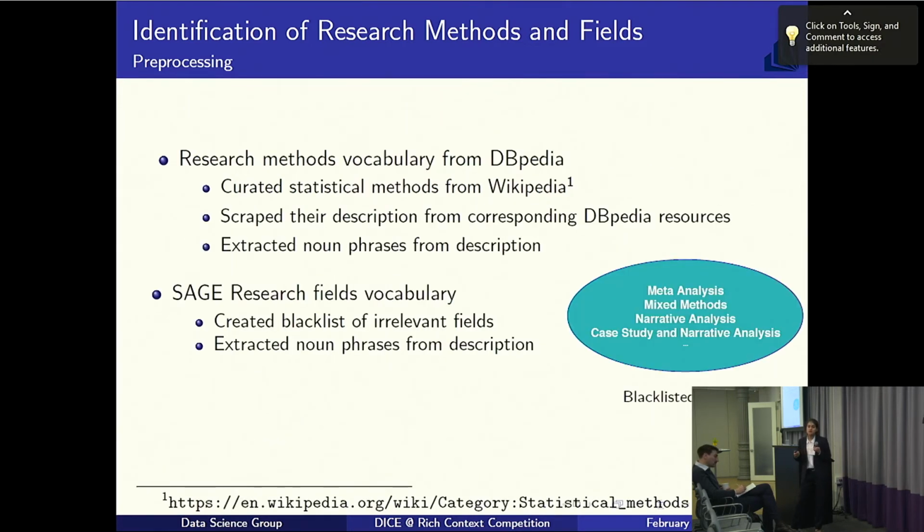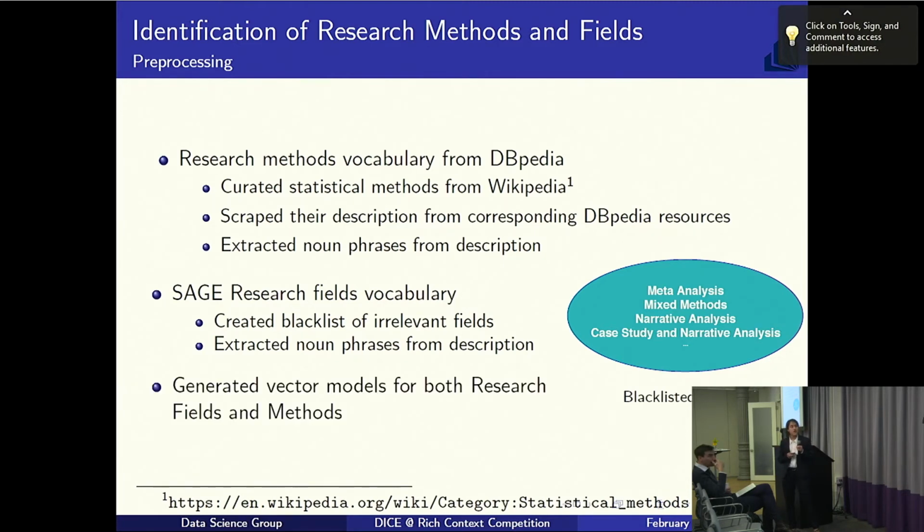For research fields vocabulary, we used the same vocabulary as was given to us by Sage Publications and did just two things to it. First, we created a list of irrelevant terms, and second, we extracted noun phrases from the description of labels that were present in the vocabulary. Once we had the noun phrases from both the research methods vocabulary and research fields vocabulary, we generated vector models for each of them and used these models for identifying methods and fields in the publication text.